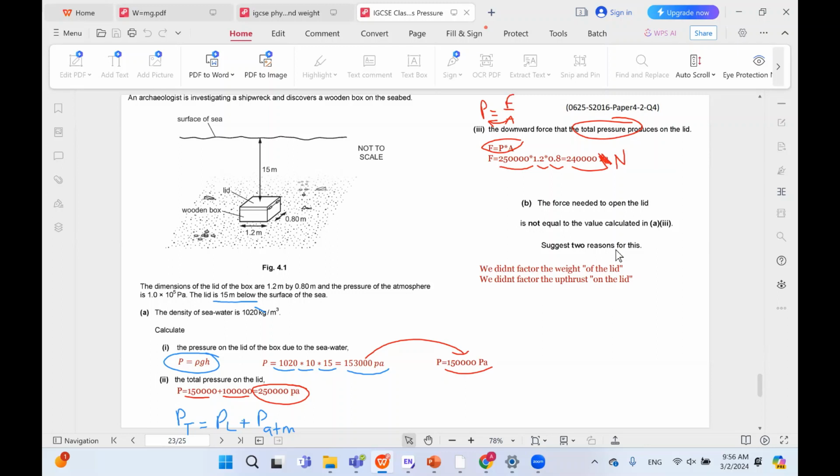In question B, the force needed to open the lid is not equal to the value calculated in III, which is the 240,000 newtons. Suggest two reasons for this. Again, it's the same as the last question. We have to factor the weight of the lid as well as the upthrust on the lid. But you have to talk about the lid, not the box. So you have to say the lid. That's why it's between quotation marks. We have to talk about the weight of the lid and the upthrust on the lid, because the wooden box itself is resting on solid ground, so it doesn't necessarily have the same forces as the lid.